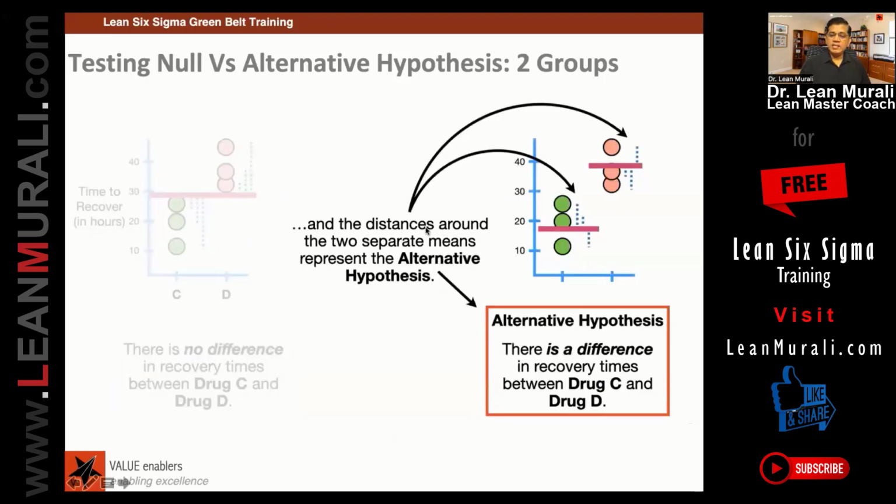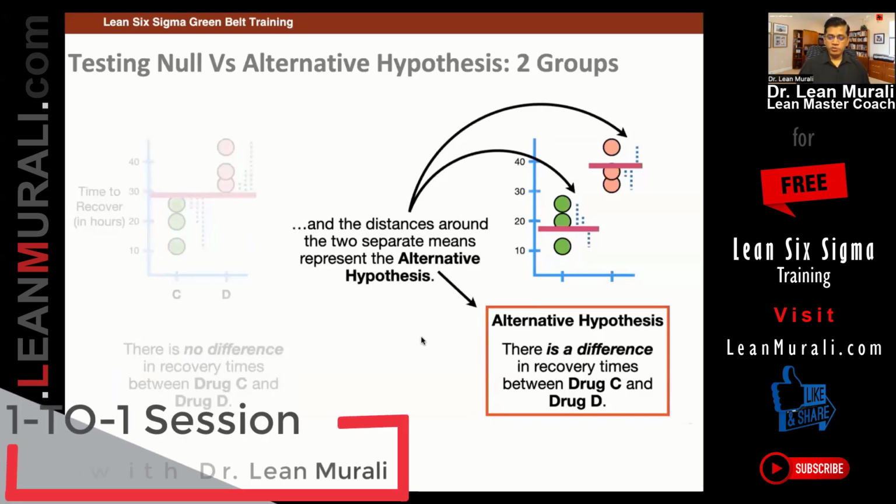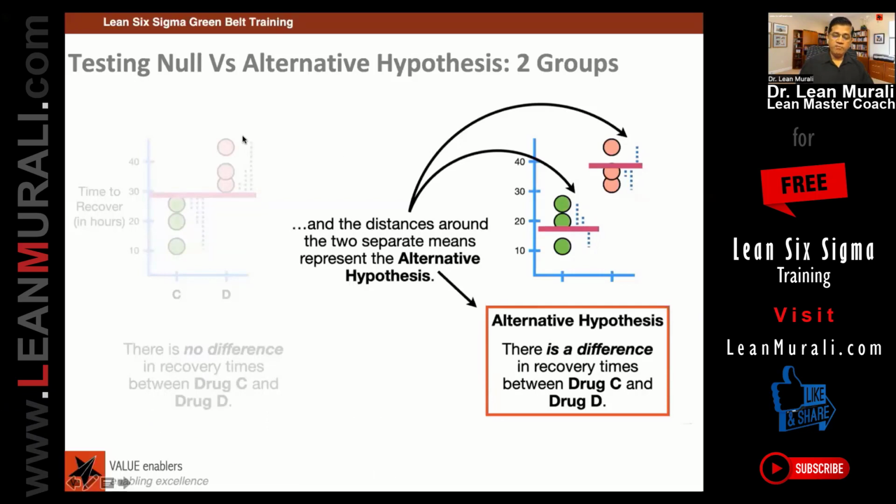And these distances around two separate means represent the alternate hypothesis. But then understand that there is an overall mean that we take and we find the distances from the individual points, and we also see the distances for the two different drugs, calculate the averages separately and then calculate the distances from these individual averages. And this represents the alternate hypothesis that there is a difference in recovery times of drugs C and D.